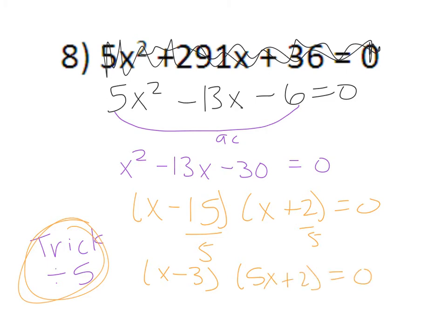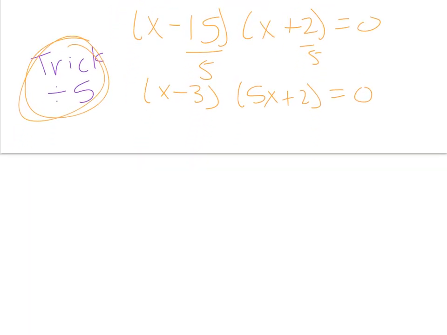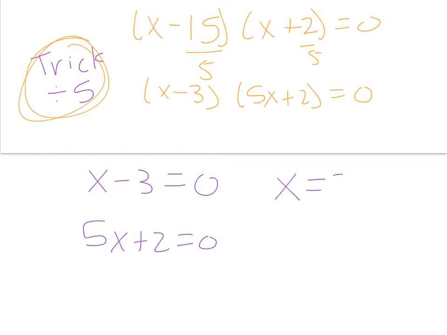Remember, you were solving here. So what you should be doing now is setting both of these equal to 0. x minus 3 is equal to 0, and 5x plus 2 is equal to 0. So this first one will give you x is equal to 3 because I have to add 3 to both sides. The second one, I have to first subtract 2 from both sides, and then I would have to divide by 5. So my answer would be 3 and negative 2/5.